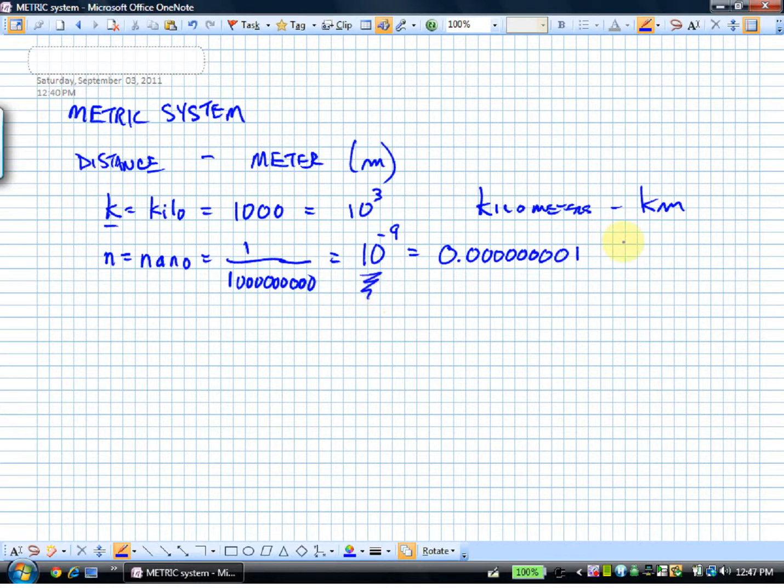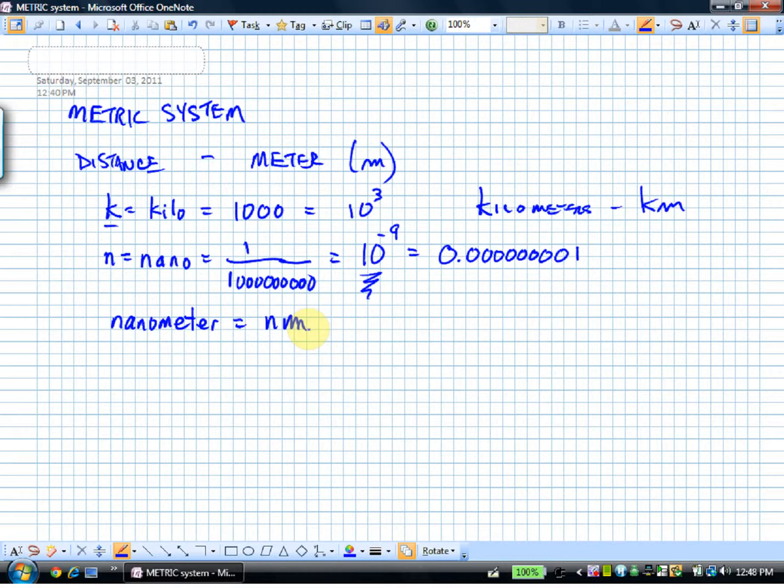And a nanometer is just written like that. Nanometer. So a nanometer would be a unit that you would use for a really small, tiny distance. Now in chemistry, we work with big measurements and small measurements. So we need a nice system to be able to do that.